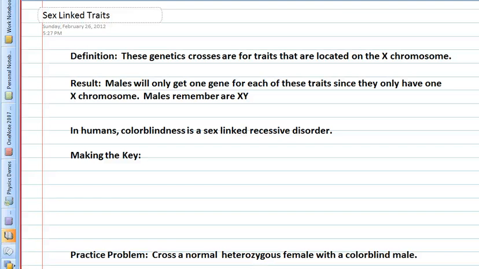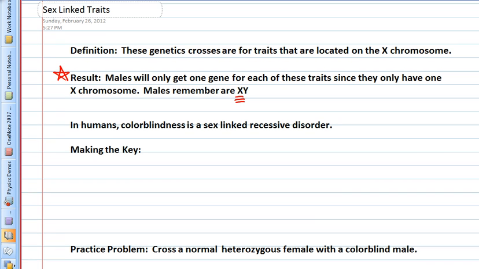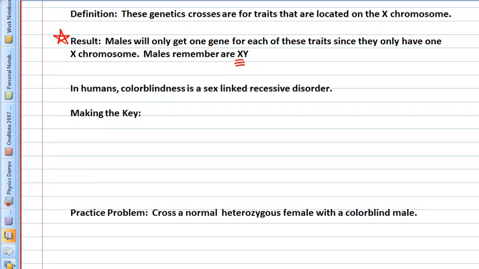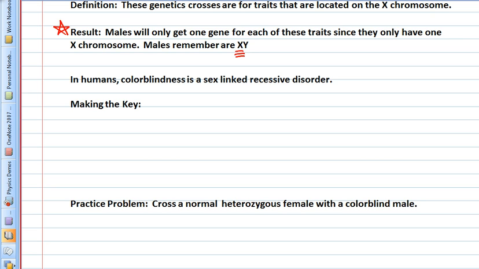These are sex-linked traits. For this type of genetic cross, we are going to look at traits where the genes are located on the X chromosome. The reason why this becomes a little bit more interesting is the fact that males will only end up with one gene for these traits, since males only have one X. So because of this, as we look at these traits, we will also be looking at the gender of the people that we are looking at.